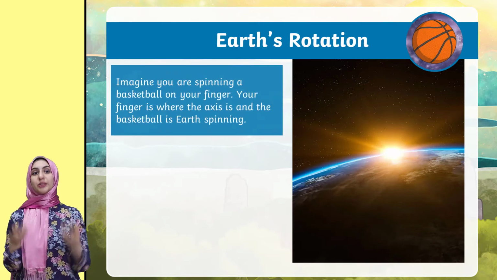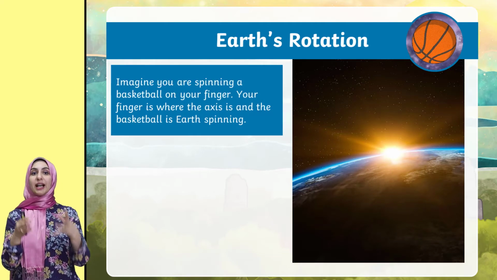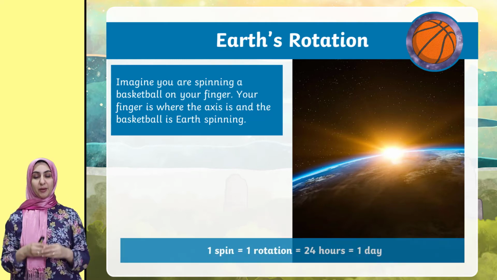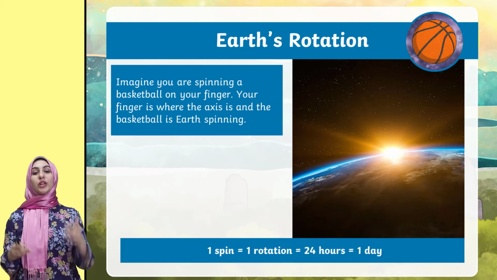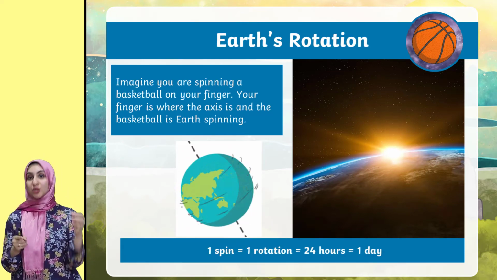Imagine you are spinning a basketball on your finger. Your finger here is where the axis is, and the basketball is the Earth spinning. So now we know that one spin equals one rotation equals 24 hours, which means 1 day.